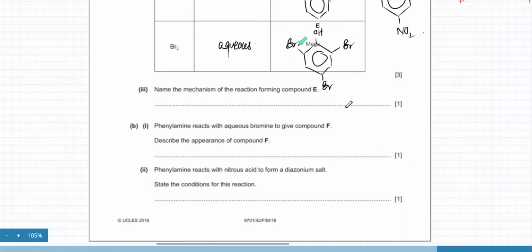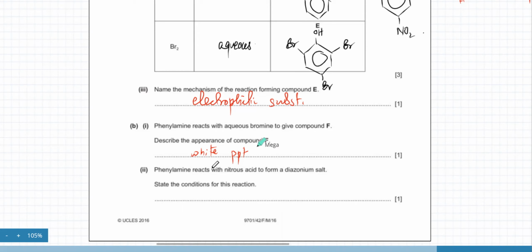So name the mechanism of this reaction. The mechanism of this reaction is electrophilic substitution. And then they're saying phenylamine reacts with aqueous bromine to give compound F. Describe the appearance of compound F. Remember, this is again a white precipitate that you get when bromine reacts with phenol or phenylamine.